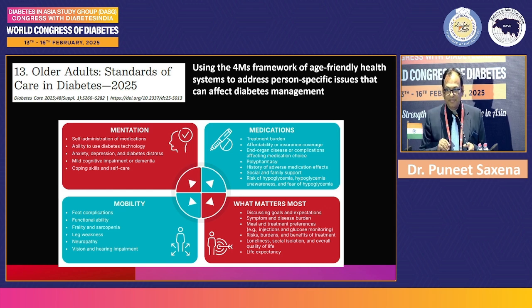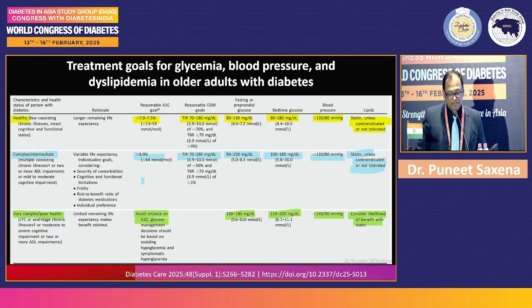This is important: discussing goals and expectations, symptom and disease burden, meal preferences, risk, burden, and benefits of treatment, side effects, and life expectancy. And these are the different target treatment goals for glycemia, blood pressure, and dyslipidemia in older people. Please note that all have been relaxed.